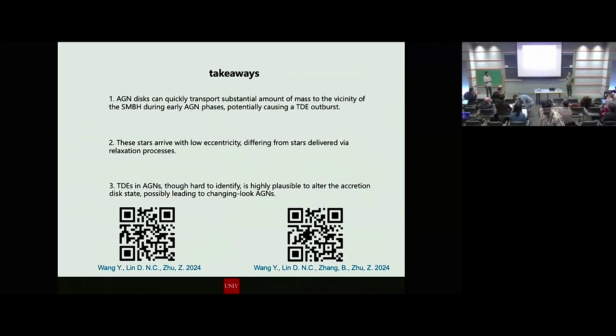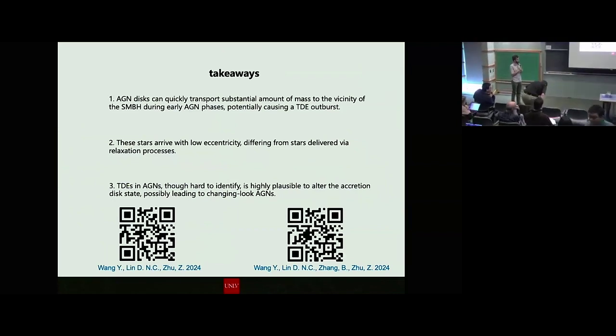Questions? Maybe I'll start. Have you looked into the effect of the passages of the stars through the disk on the stars themselves? Could they be partially stripped or ablated?